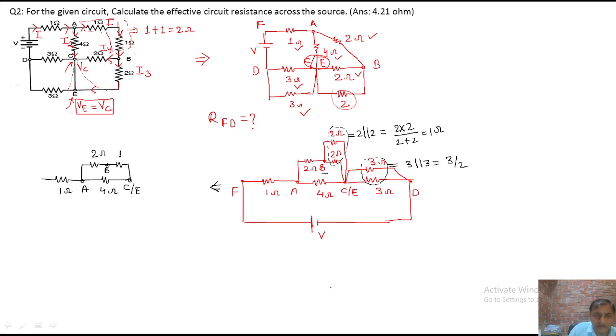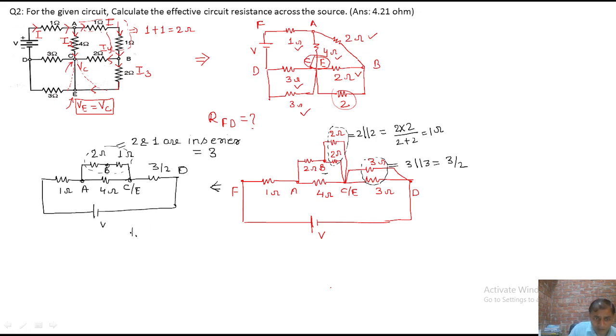That is a parallel equivalent of 2 ohm and 2 ohm. D to E is 3 by 2. This is 3 by 2. D to E is 3 by 2 ohm, and this is connected with the battery of V volt. Now again, you can check these two are in series. So 2 and 1 are in series. So this equivalent is 3 ohm.